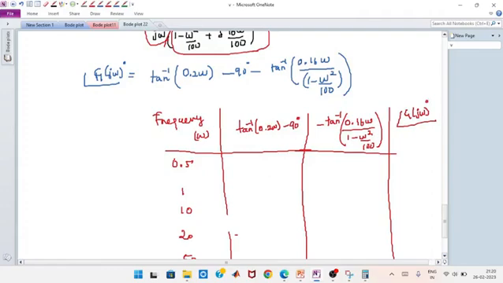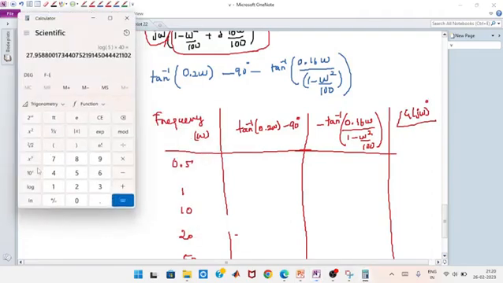Right? So it is tan inverse of 0.2 omega minus 90 degree, for the value 0.5. So what is the value? Here itself I will calculate it.